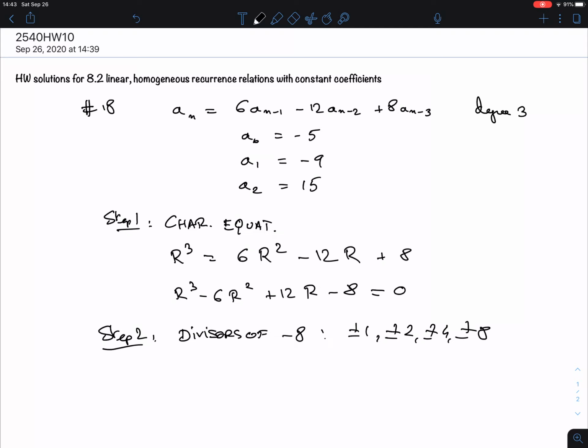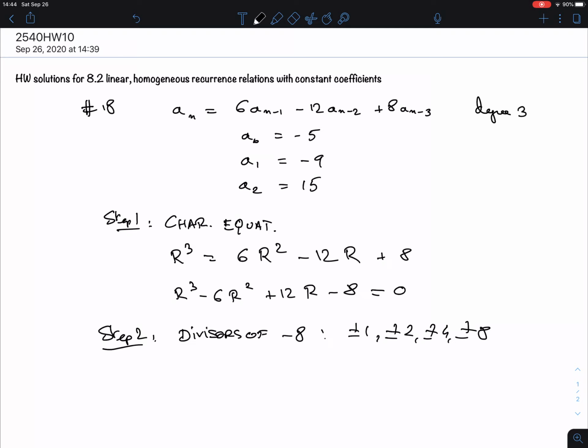Does 1 work? 1 minus 6 plus 12 minus 8, minus 1. Okay, but with the minus 1, with minus signs, you have to be careful, right? Odd powers will be negative, even powers will be positive. But if you do this, you get minus 1, minus 6, minus 12, minus 8. Nope.